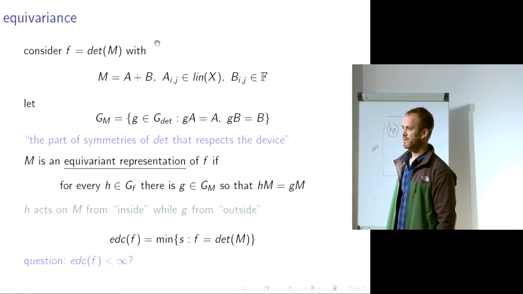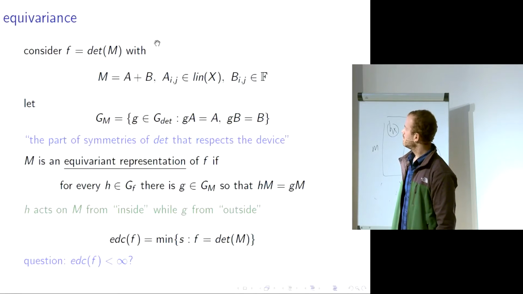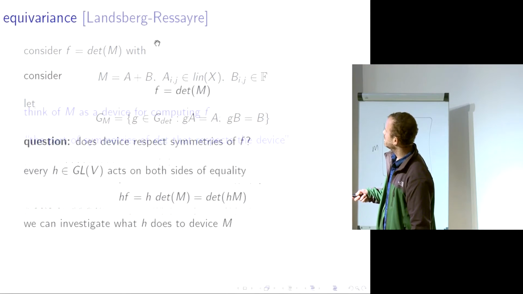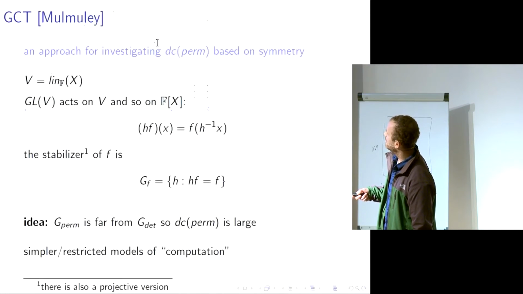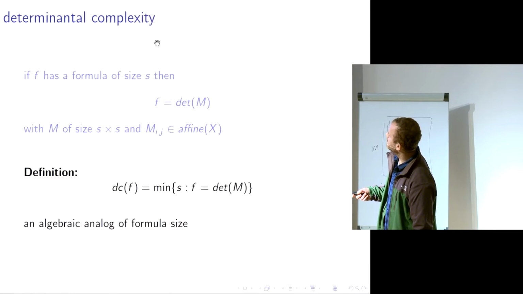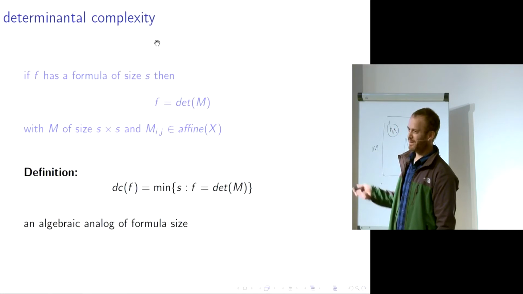In the definition of EDC, what is precisely the S there? I missed it. So S, yeah, it's not written here. It was. No, where is it? Here. S is the size of a matrix M.